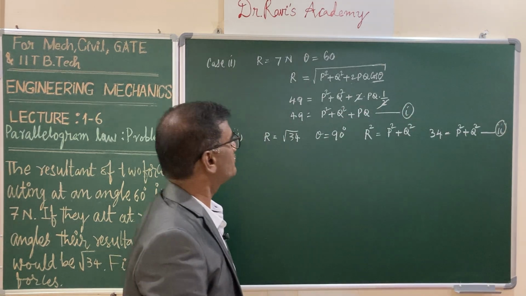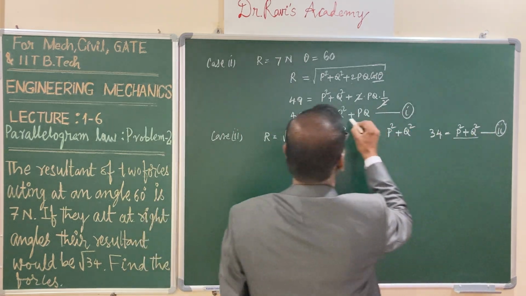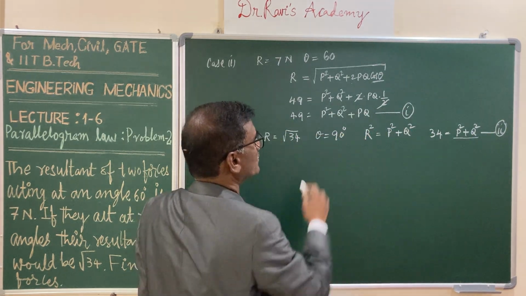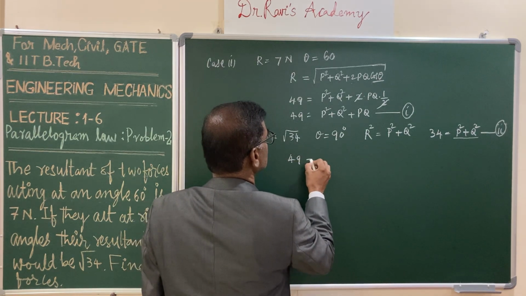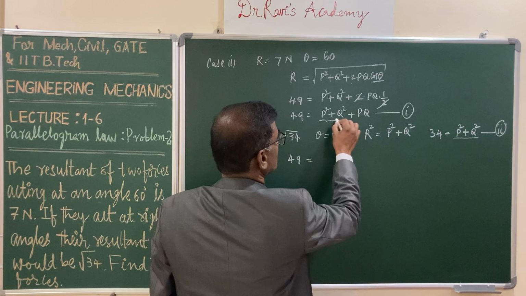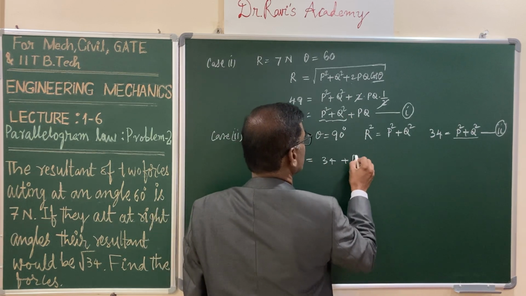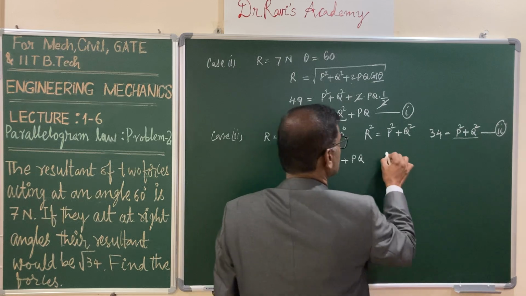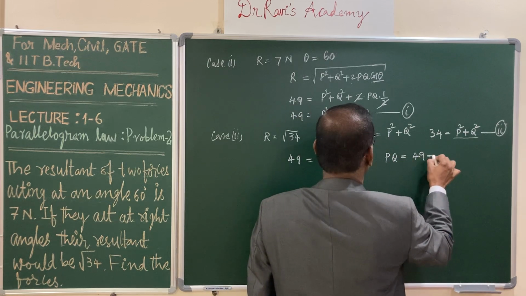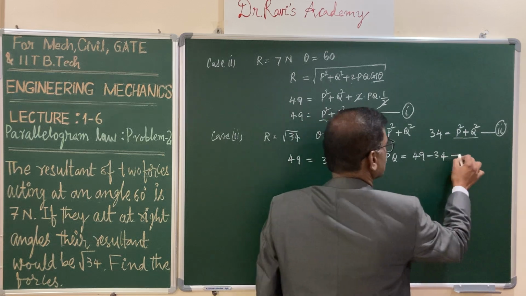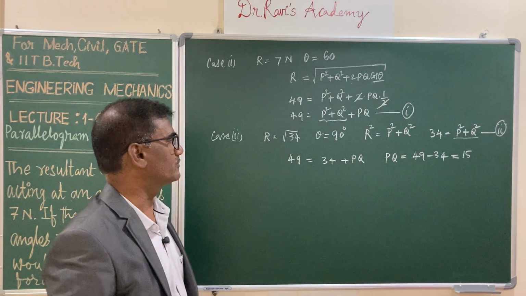And let us observe carefully. You can substitute this value P square plus Q square into equation 1, so that you are going to get the PQ value. So 49 is equal to P square plus Q square, which is 34, plus PQ. You can calculate the PQ value. PQ is equal to 49 minus 34, that is 15. You got the value of PQ.